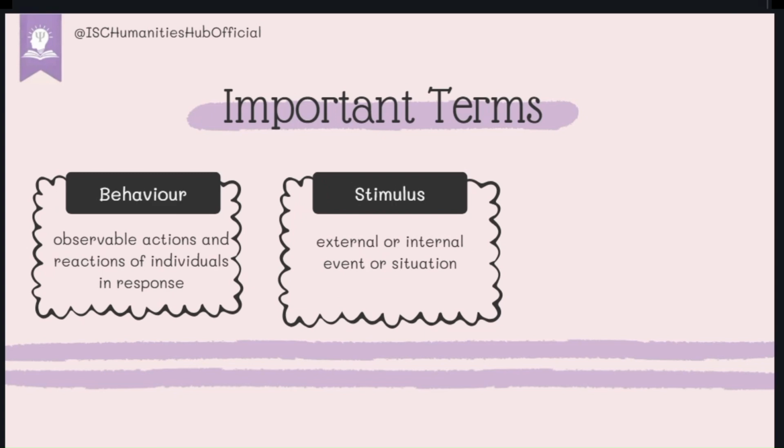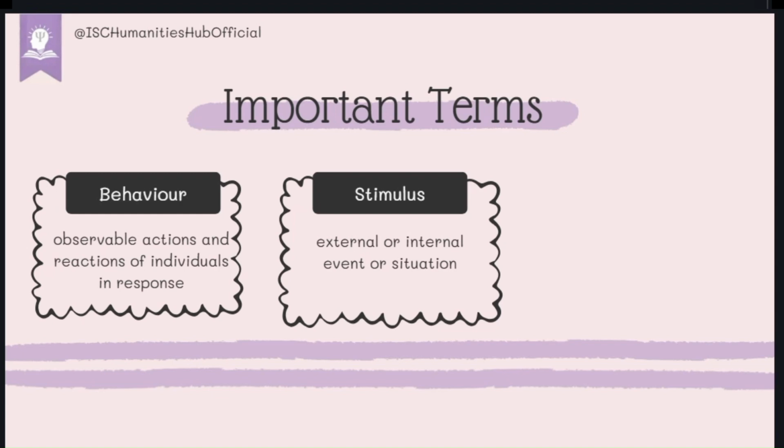A stimulus is an external or internal event or a situation that elicits a reaction from an organism. So let me give an example so that you get it right. For example, a loud noise is an external stimulus that might trigger a startle response from a dog or a boy. So what exactly is a stimulus?